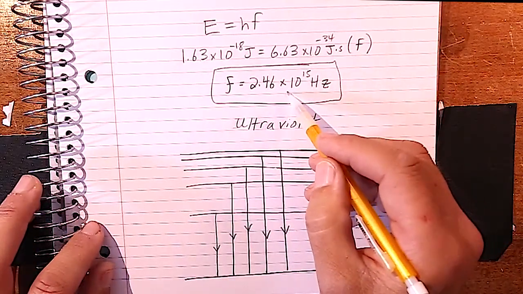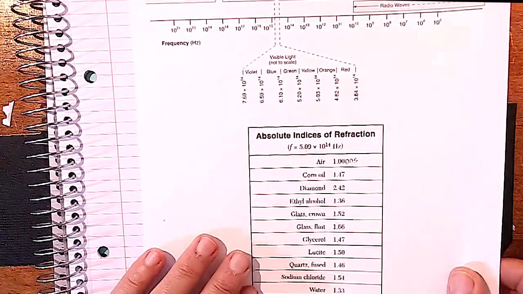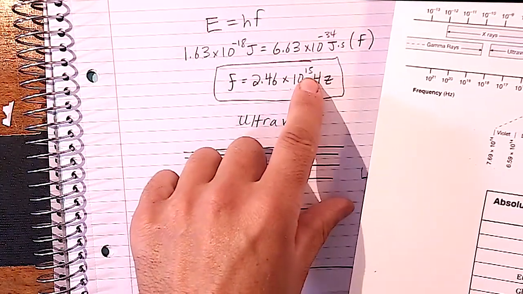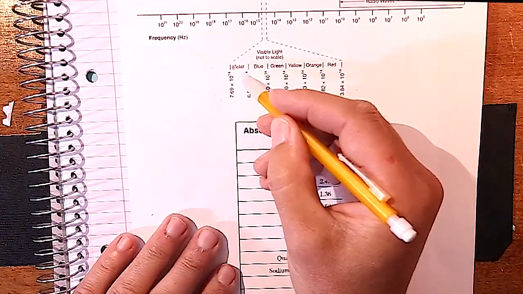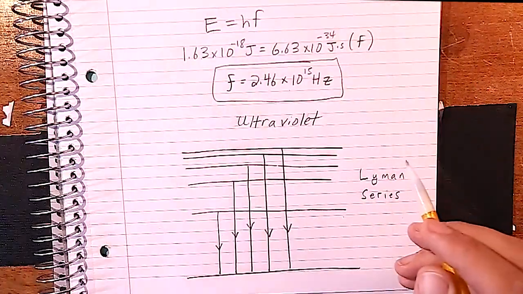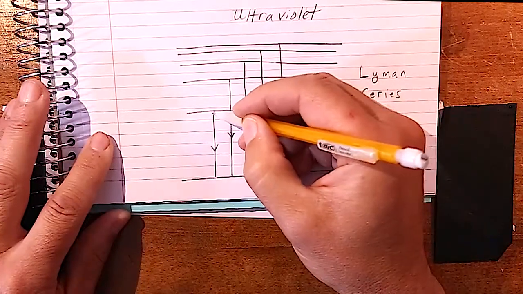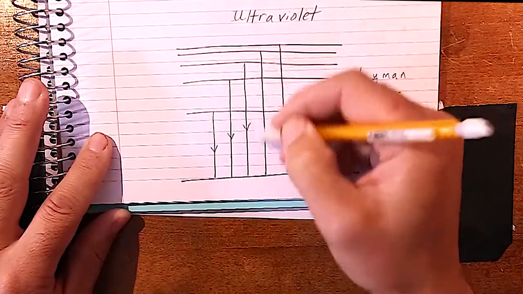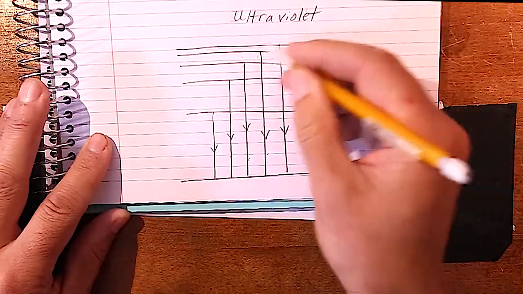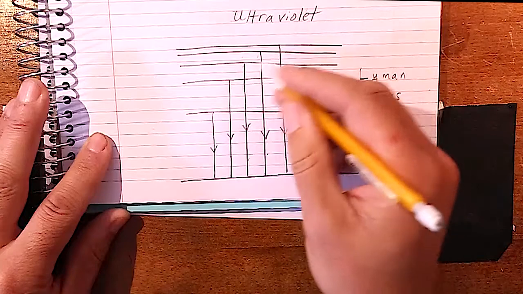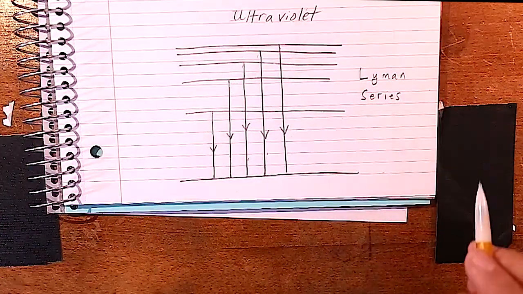So why wasn't this discovered first? Well, because this is in the ultraviolet range of the spectrum. If you look at this exponent, 2.4 times 10 to the 15th, that is above violet. What's above violet? Ultraviolet. So all of the jumps from 2 to 1, 3 to 1, 4 to 1, 5 to 1, 6 to 1, all of these are giant jumps with lots of energy, so all of these are ultraviolet. And the name of this series is called the Lyman series.